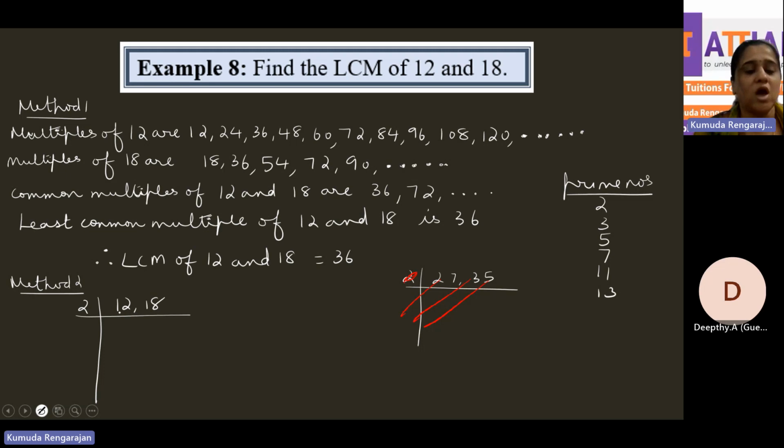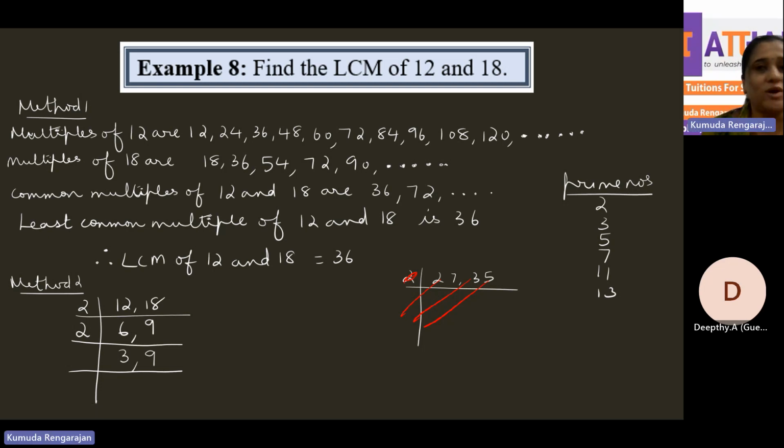Okay. So now, how many times? 2 sixes are 12. 2 nines are 18. You should use the smallest prime number. 2 is possible. 2 threes are 6. 9 is not divisible by 2, so write 9 as it is. If it's not divisible, write it down as it is. Now you cannot use 2 because neither 3 nor 9 is divisible by 2.